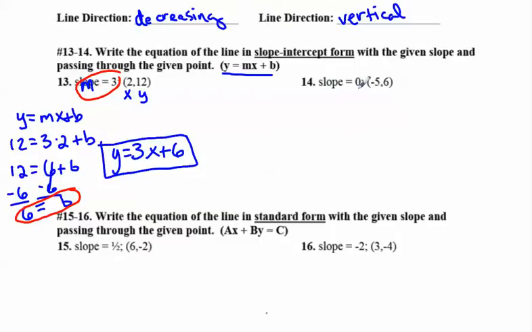Okay, in 14, you can do the same thing. Y equals mx plus b.